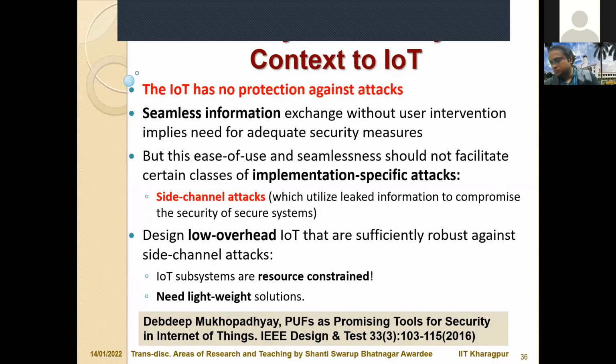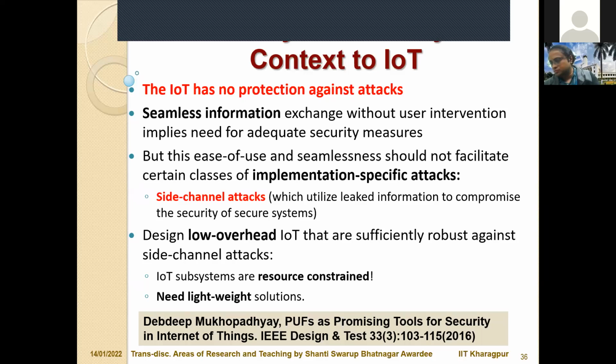So basically I would like to switch my topic and briefly talk about physically unclonable functions, which are very promising primitives for securing the context of the Internet of Things. We know that the Internet of Things is very promising in the sense that it connects billions of devices together. Unfortunately, IoTs do not have any protection against attacks, and therefore it is extremely crucial to secure them against various attack vectors. But at the same time, many of these IoT devices are very low cost, and therefore we need low cost mechanisms for protecting them, even against side channels.